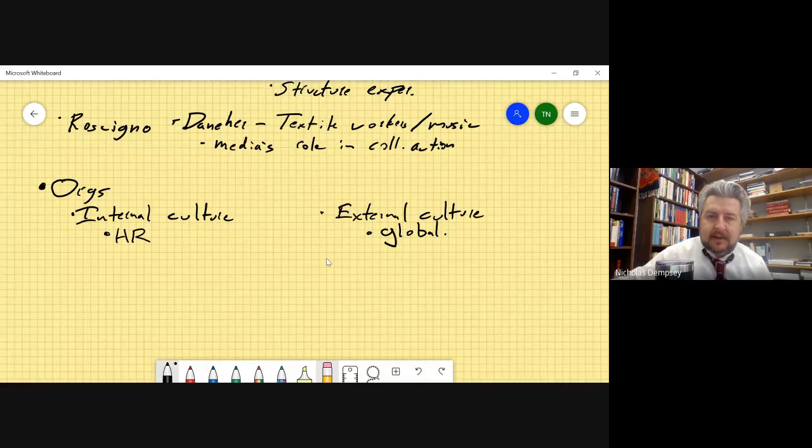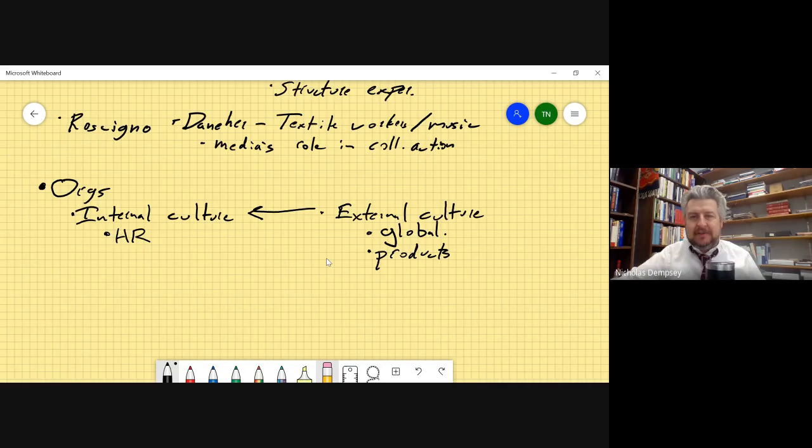And then the external culture. Also remember, on the one hand, we're focused on products. How does the product translate in different cultural environments? Of course, the old example there is the Chevy Nova that they couldn't sell in Latin America because the name means that it doesn't go.